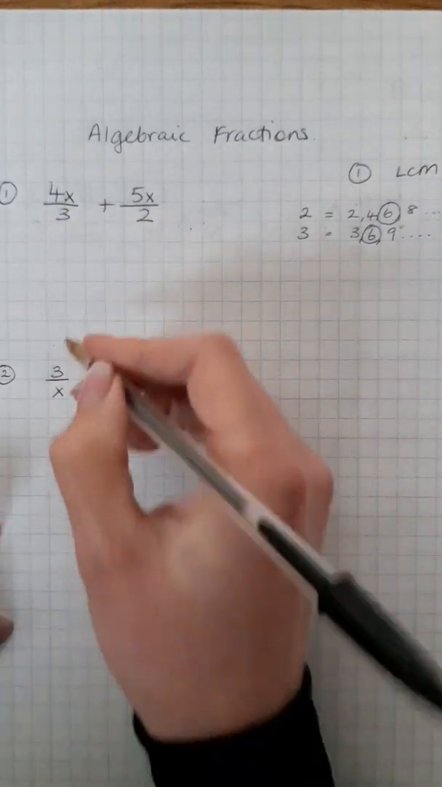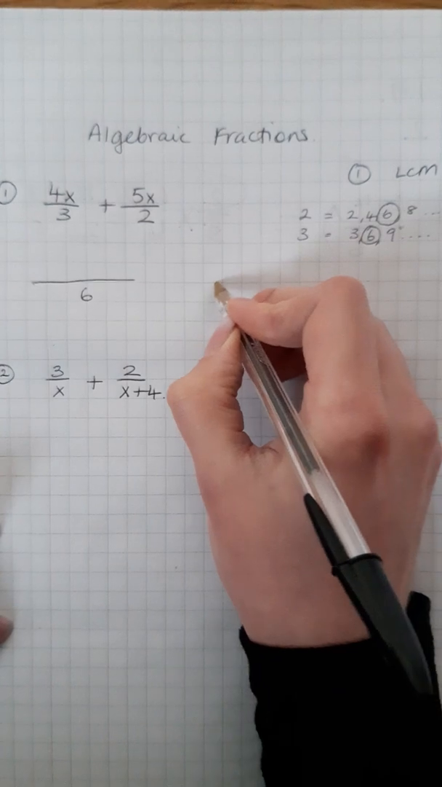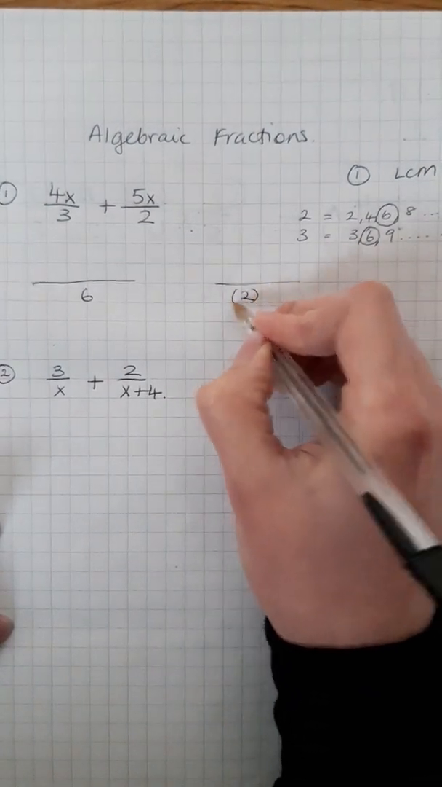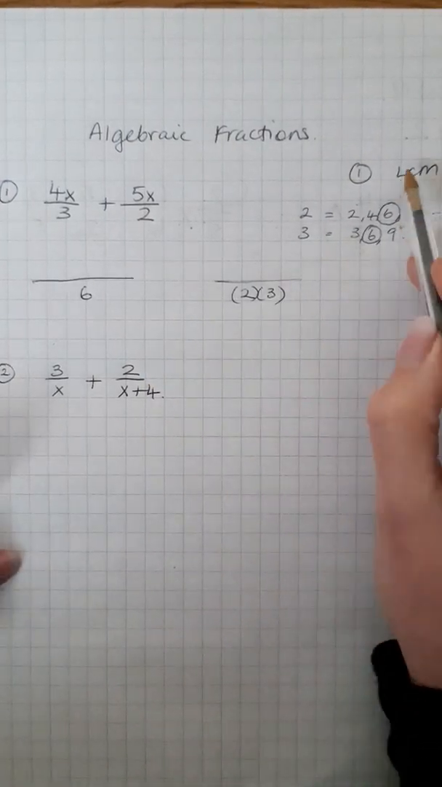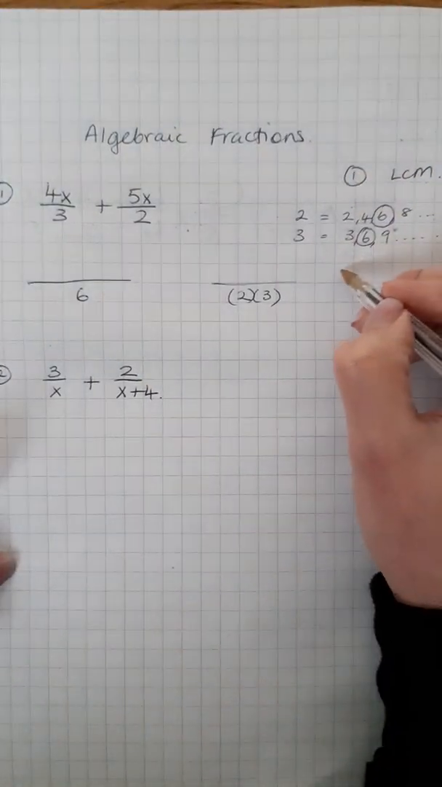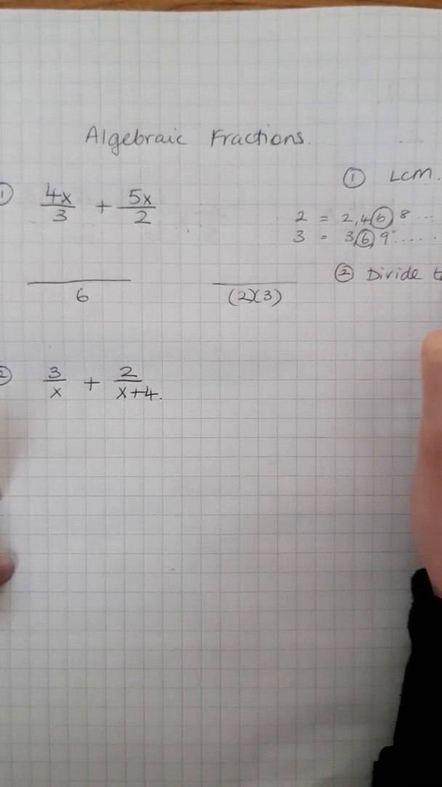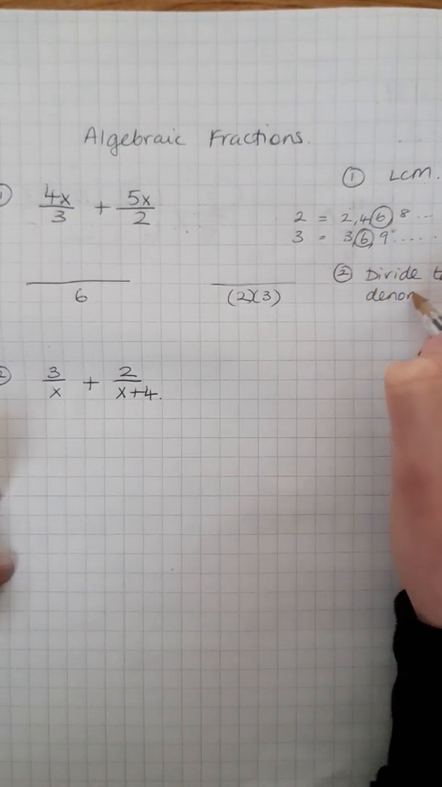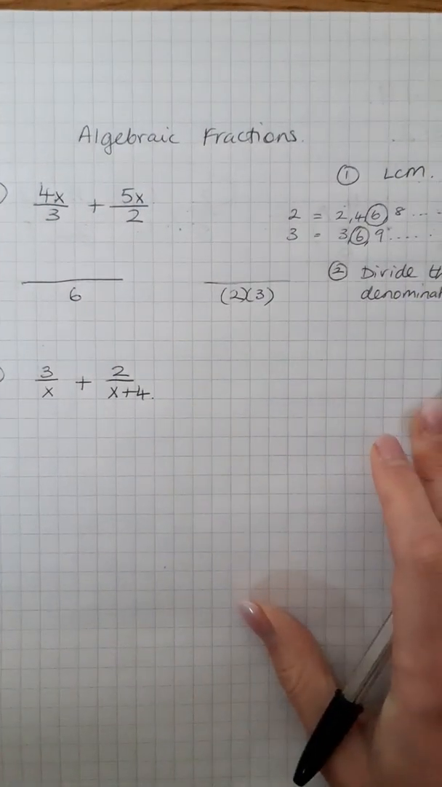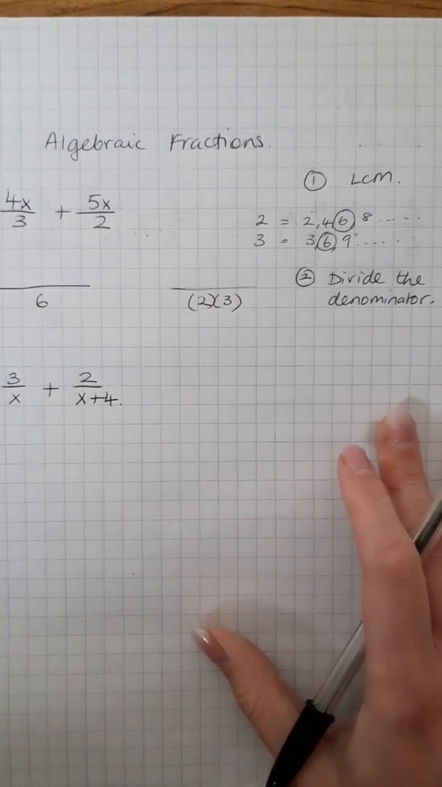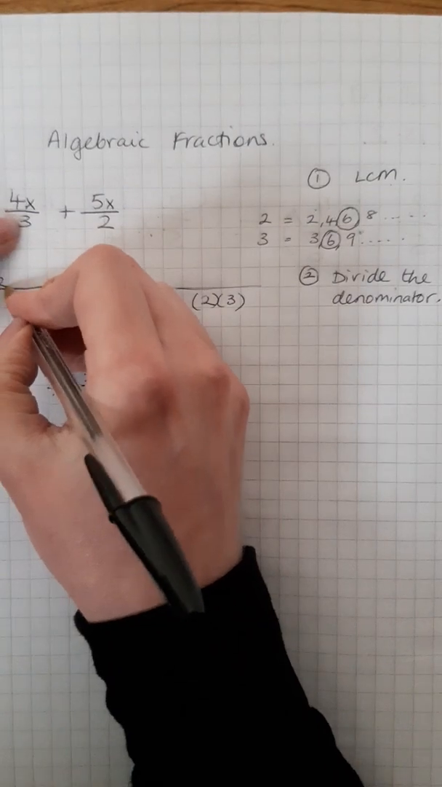So I'm going to write this in two different ways. I'm first of all going to write down 6. Alternatively, I can write down the 2 by the 3. Is that all right? Now, so that's number 1, you got the LCM. Step 2, divide the denominators. That means the numbers on the bottom. So I'm going to divide the numbers on the bottom into each other. So that says divide the denominators. So 3 into 6 goes 2 times.